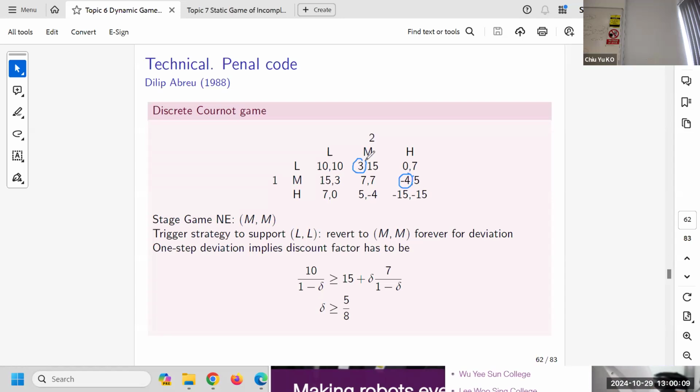So the question is, can he actually jump to here? He did not follow the punishment, right? He can say, okay, I'm not going to choose M, I choose L. But if you deviate from this one, we will punish you again, right? So you can run away from the punishment, but if you run from the punishment, you will get punished again and go forever. Okay.